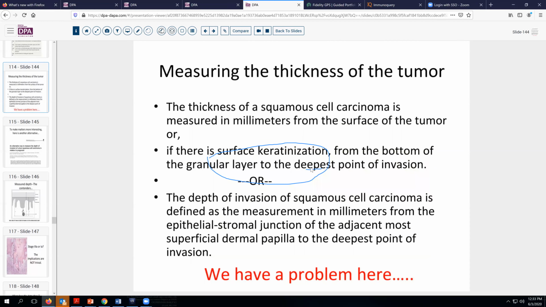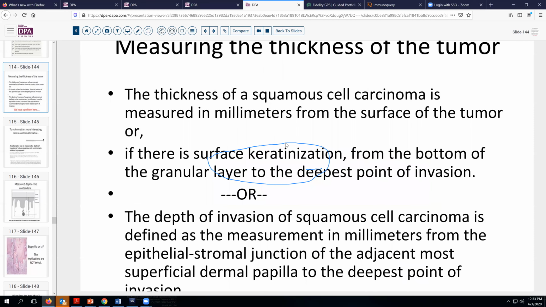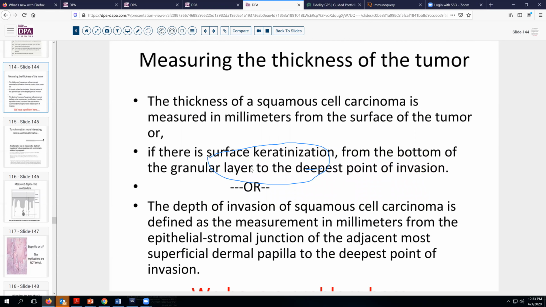Measuring thickness. Whoops, get rid of that. How do we get rid of that? Oops. Okay, well, we'll leave the distracting blue line there for a minute.